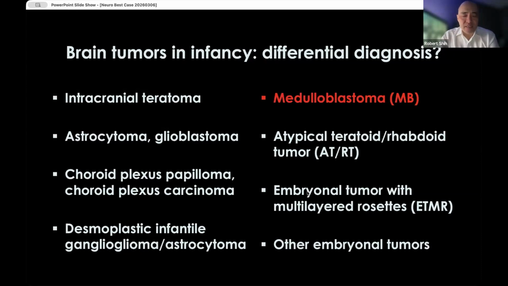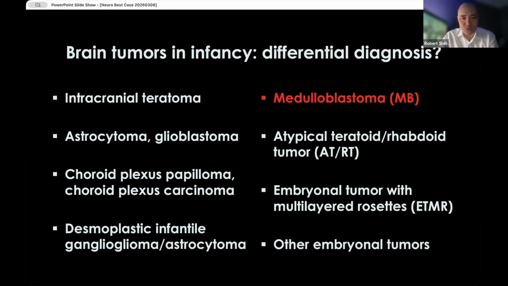Okay, there we go. As far as differential diagnosis for brain tumors that can happen in infancy, unfortunately, there's many things that can happen in infancy. I've highlighted one in the upper right because of that grape-like appearance on T2 and post-contrast. It makes us think about a very specific kind of medulloblastoma that can happen, particularly in infants.